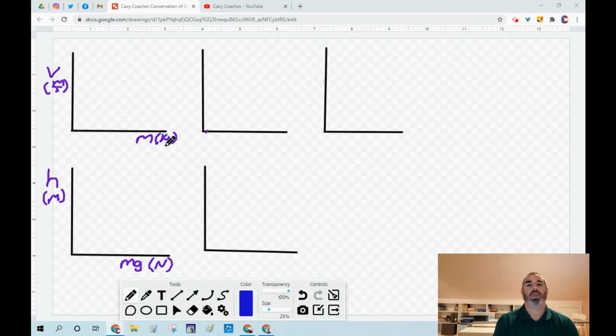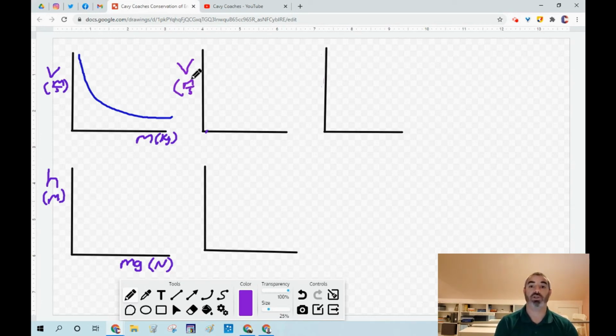Let's wrap this lab up, and we can see we're graphing velocity versus mass. And when we graphed velocity versus mass, we get a sort of inverse relationship. And we know it's a sort of inverse relationship because I gave you the hint that you're going to have to use two methods to make this a straight line graph.